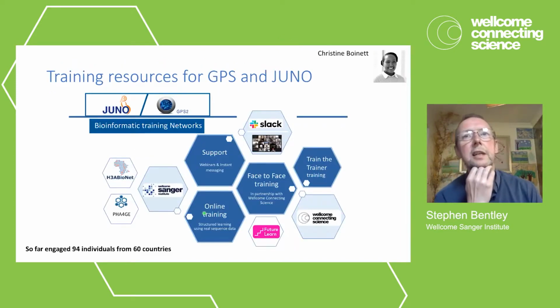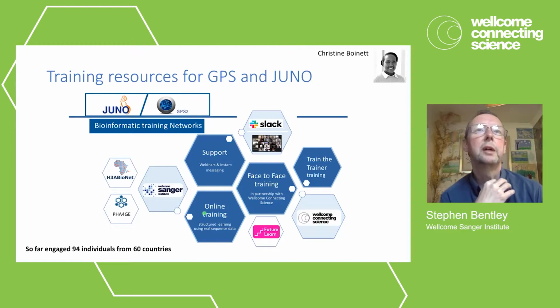In terms of training, this slide is to just summarize some of our activities through GPS and JUNO. So JUNO is a partner project that we have, again funded by the Gates Foundation, and again to look at genomic surveillance of a pathogen where there is a vaccine. In the case of Group B strep for JUNO, the vaccines haven't actually been rolled out yet, so it's interesting to get there before the vaccine. In the solid boxes, we have things that Christine is developing directly within the GPS and JUNO project. So that's a mixture of online training resources, face-to-face training, support through webinars and direct messaging. And then there's also a link with the Train the Trainer program, which is led by Wellcome Connecting Sciences.